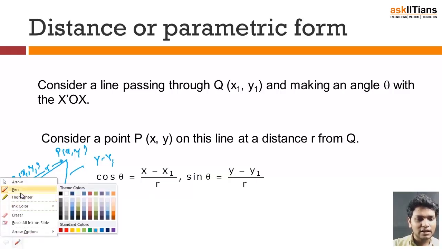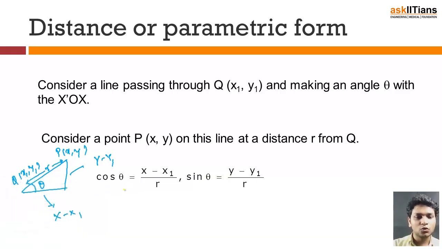So from this triangle I can very well write what is going to be the cos of theta. Cos theta will be nothing but base upon the hypotenuse. Base is x minus x1, that upon r is the hypotenuse.